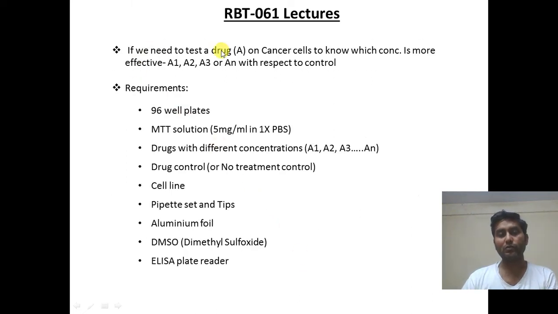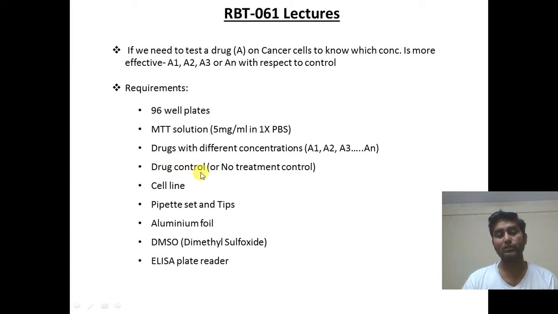If we have a drug called A and we want to test it in cancer cells, and we want to know the concentration of drug A that could be effective on the cells with respect to control, for that we need a 96 well cell culture plate and MTT solution, which is made at 5 mg per ml in 1x PBS. Then also the drug at different concentrations, or you can have different drugs at one concentration. We should also have a drug control.